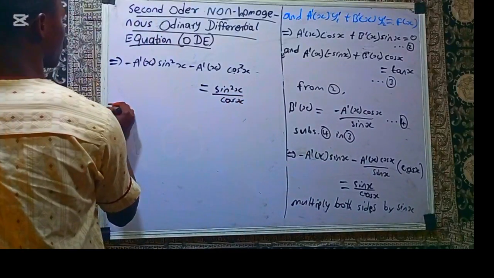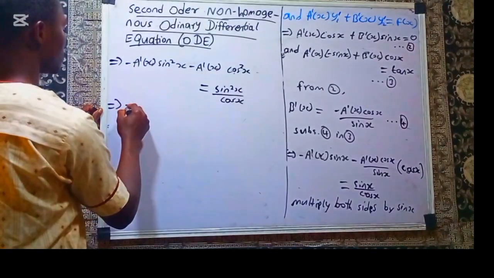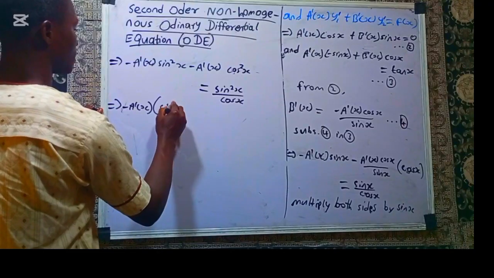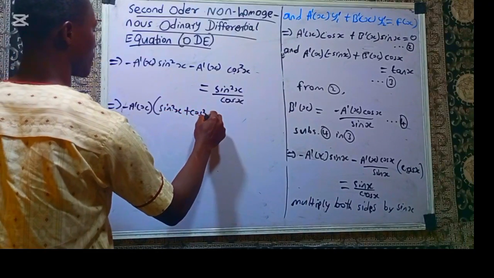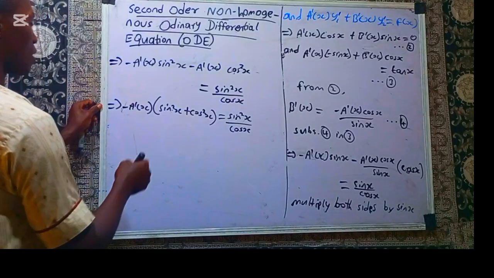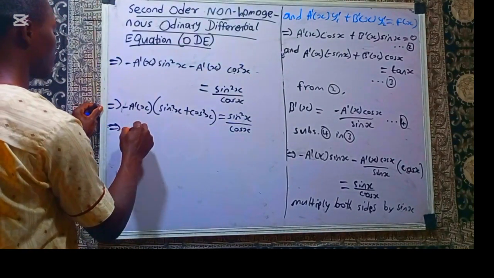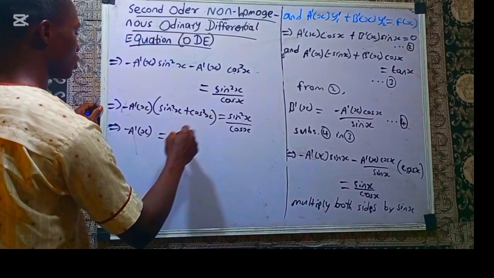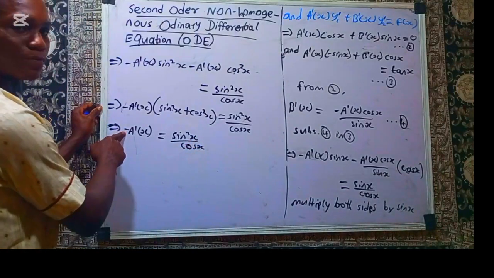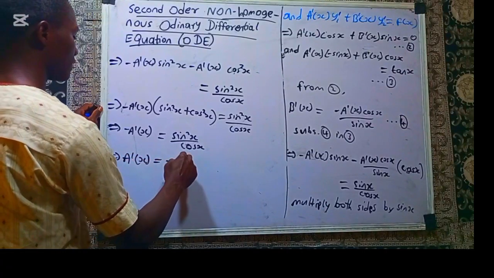So negative is here. I have negative a prime of x, negative a prime of x. I can factor it out. So this implies negative a prime of x into sine squared x plus cos squared x equals sine squared x divided by cos x. What will happen? Sine squared theta plus cos squared theta is what? 1. So this becomes 1. So negative a prime of x is equal to sine squared x divided by cos x. Let's multiply both sides by negative. So I will now have positive a prime of x equals negative sine squared x divided by cos x.